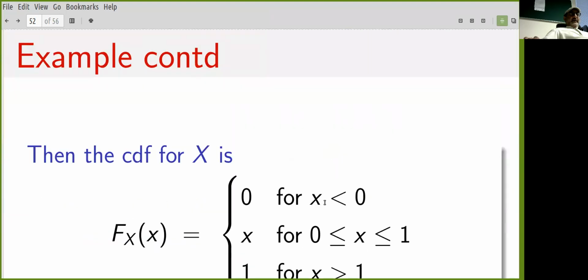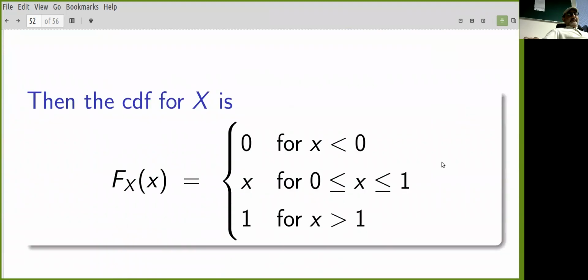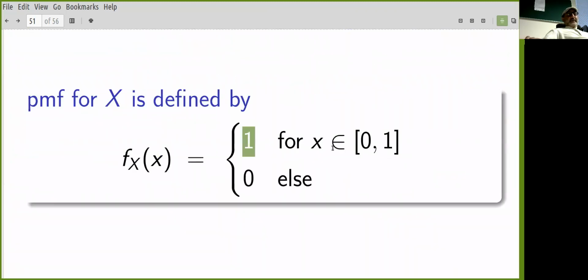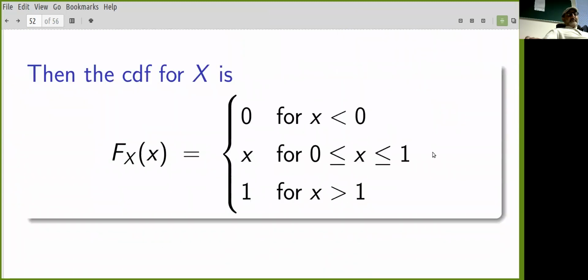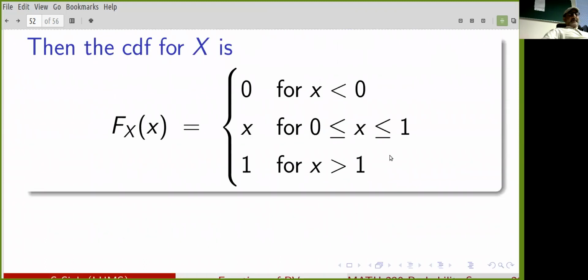Now, the CDF, for values of x less than 0, the CDF for x looks like this. It's 0 for values less than 0. If you integrate 1, you get x. So it's x from 0 to 1. And it will be 1 for x bigger than 1, because there's a probability of 1 that it takes values less than 1. Right?